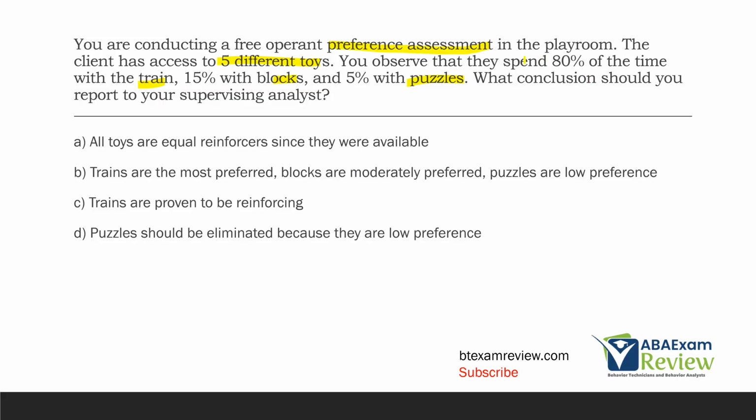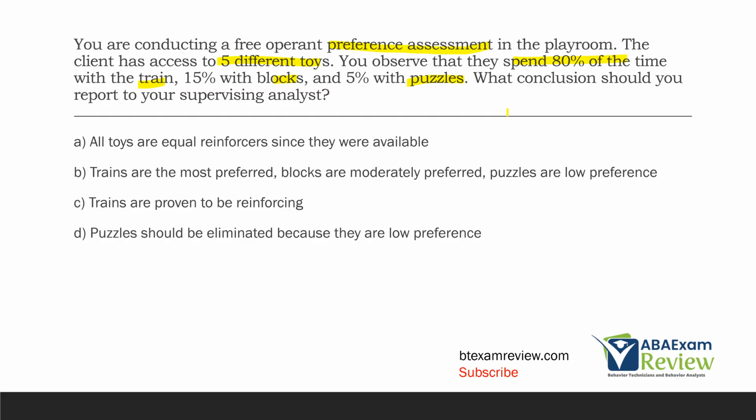Well, no, just because they spent 80% of the time with the train, in order for something to be reinforcing, we have to see it actually changes behavior. We haven't done that yet. D, puzzles should be eliminated because they are a low preference. Well, to start, there were 5 toys and they engaged with 3, puzzles being one of those toys.